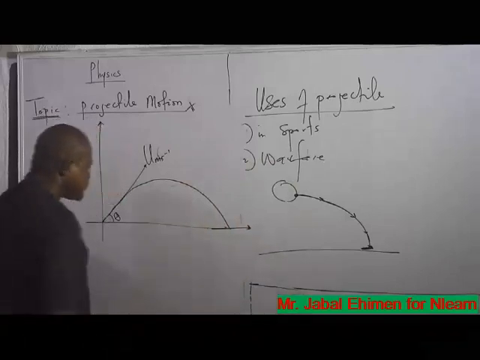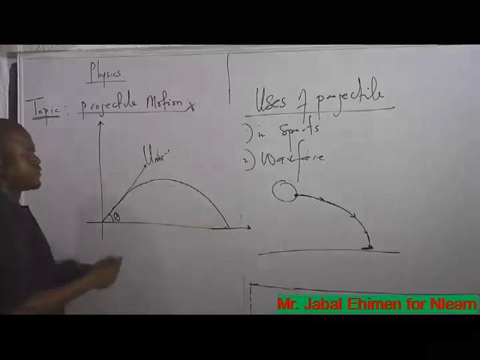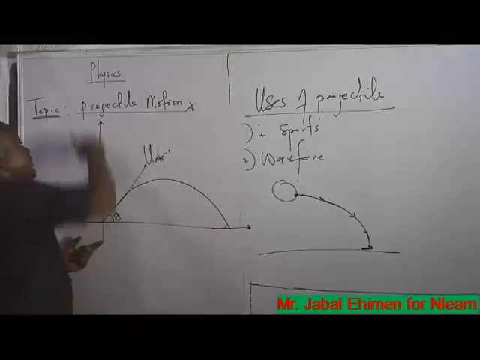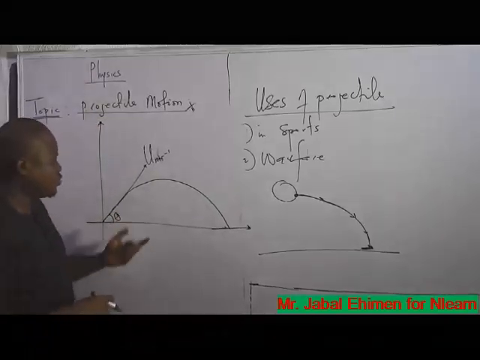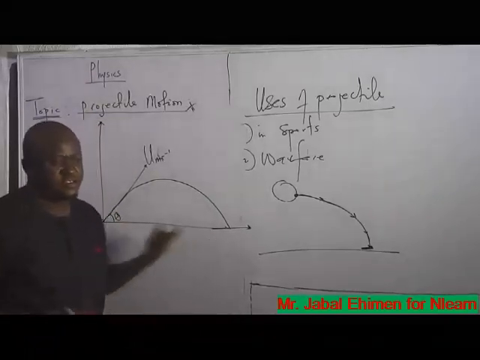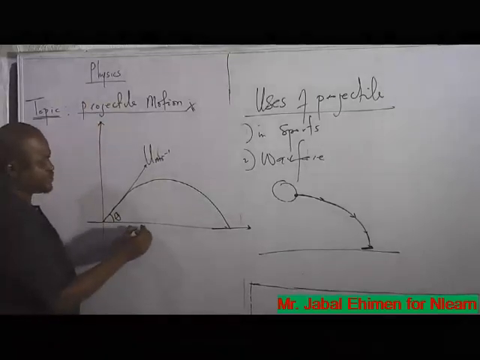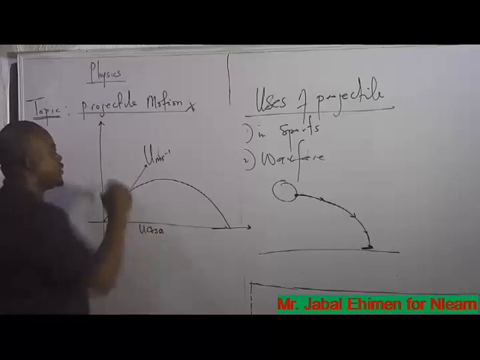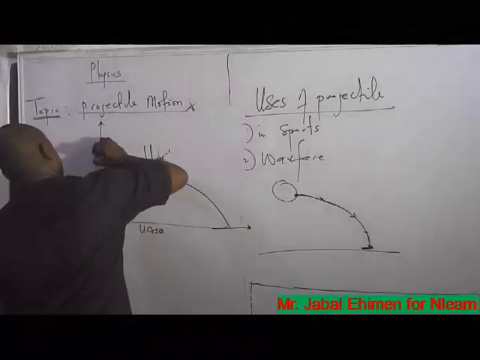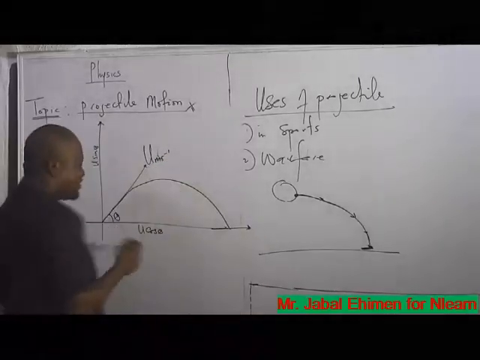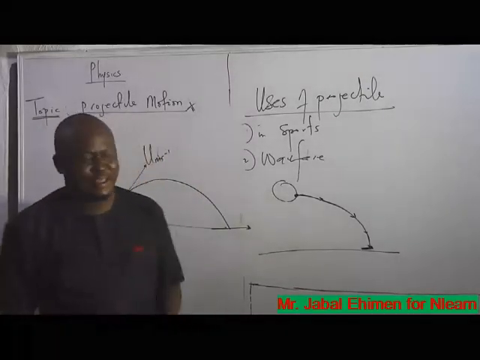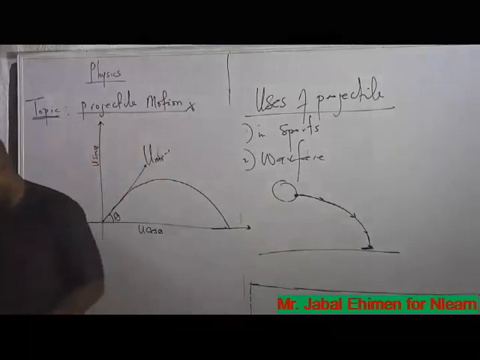Now, from here, horizontal component, vertical component. But how do I know what value is going to be here? Sometimes you've seen your teacher just write something here, u cos theta, and here u sine theta. I don't know why this is u cos theta and this is u sine theta. Okay, good. I'll explain that to you.